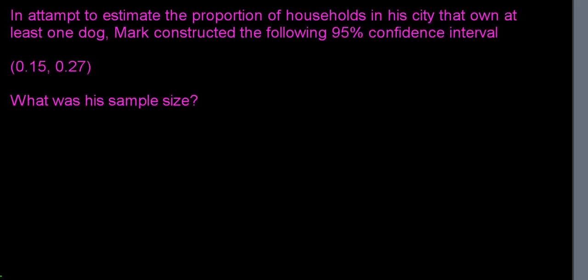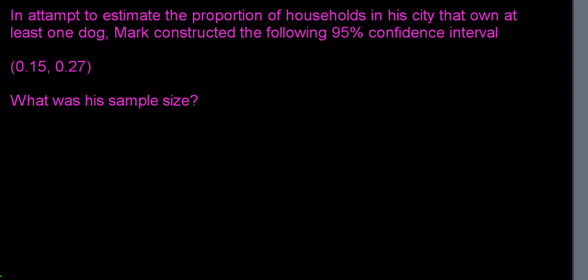In an attempt to estimate the proportion of households in his city that own at least one dog, Mark constructed the following 95% confidence interval. His interval is 0.15 to 0.27. All right, let's interpret this interval. I'm 95% confident that the true proportion of households in his city that own at least one dog is somewhere between 15% and 27%.